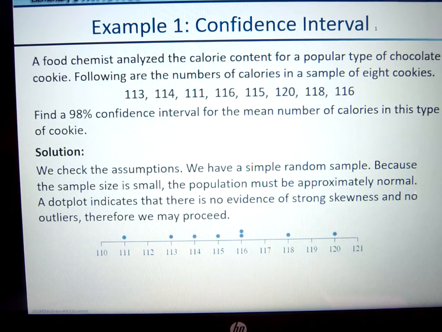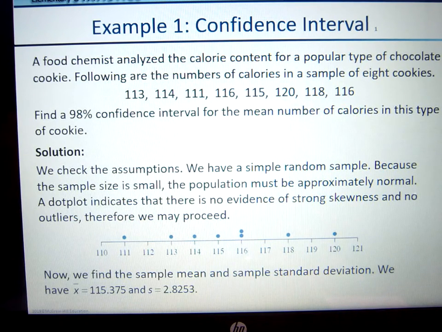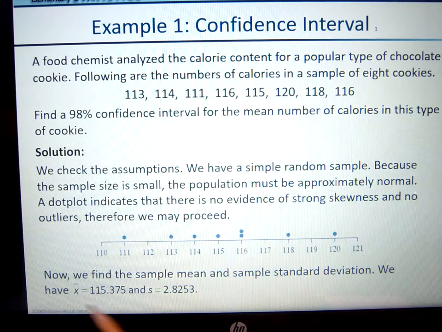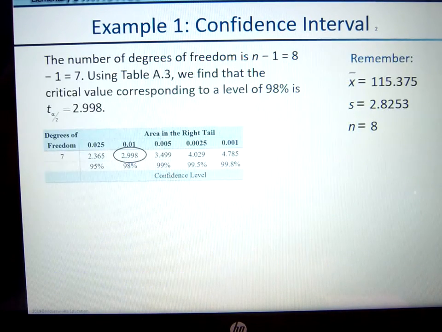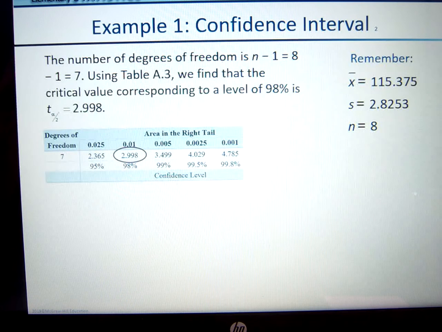So we're going to check, and we can see by using this simple dot plot that there's no strong skewedness, and it looks like it can be a normal distribution, so we can proceed. Now we take the sample mean and the sample standard deviation, and we calculate that by what we know how to already do, and we get those two values. So we have the sample mean, we have the sample standard deviation, and we have the n value of 8. So the degrees of freedom would be 7 because it's always 1 less than the sample.